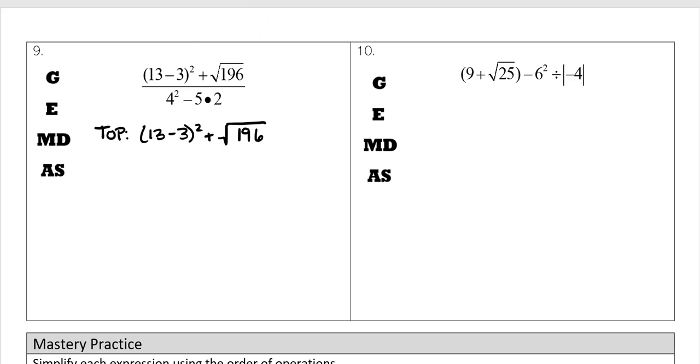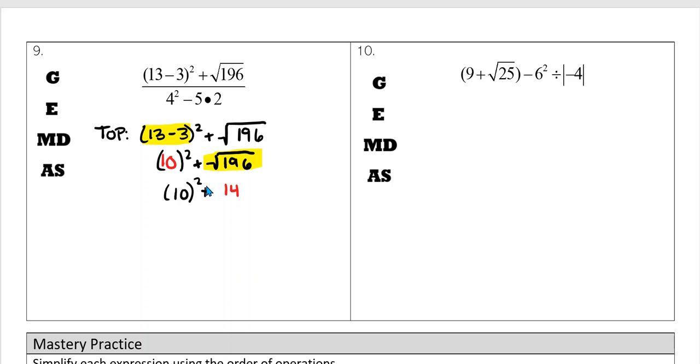All right, so to simplify the top, we're going to work our way through the order of operations. We start with the grouping here. So inside there we have 13 minus 3, which is 10. Everything else comes down exactly the same. Then we have one more grouping symbol we have to look out for, which is the square root. So we're going to take care of that. We know that the square root of 196 is 14. And that gets rid of the square root symbol, so that's gone.